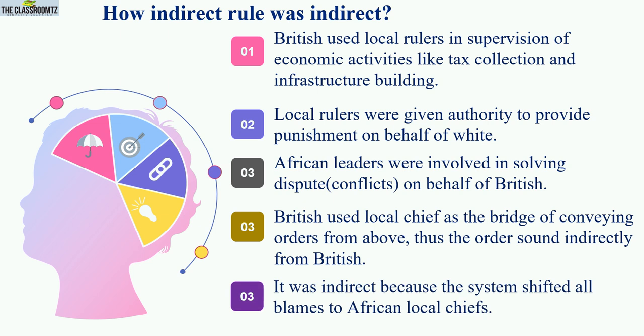It was indirect because the system shifted all of the blames to African local chiefs. As we said before, when the instructions were difficult to be implemented, all of the blames went back to African chiefs and not Europeans. That is indirect. Then how was indirect rule direct?